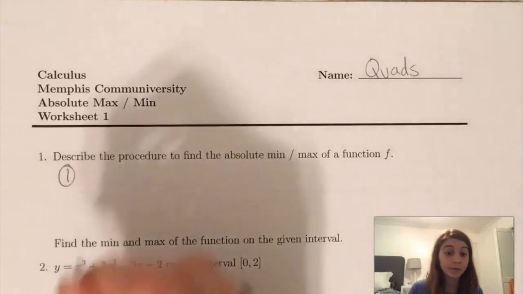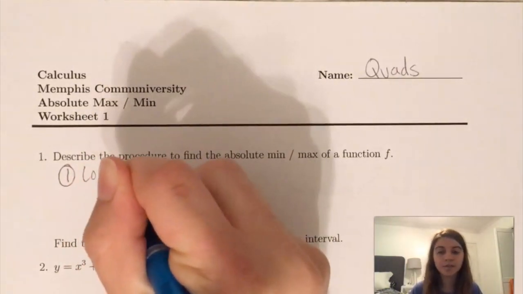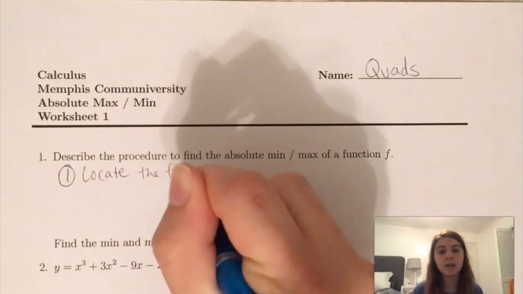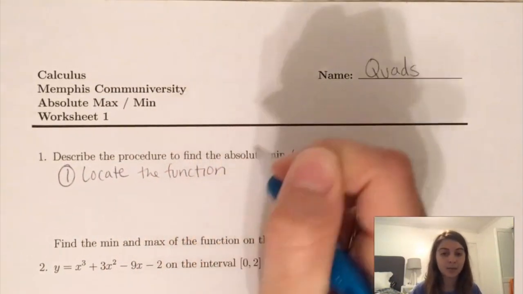So we're going to do a three-step process here. Also formally called a closed interval method, but we're just going to call it the three-step process. And our first step is to locate the function that you're taking the absolute minimum or maximum of.